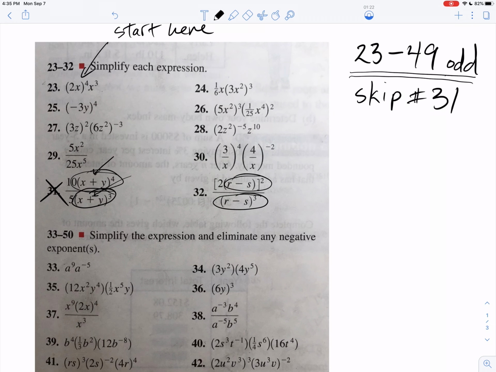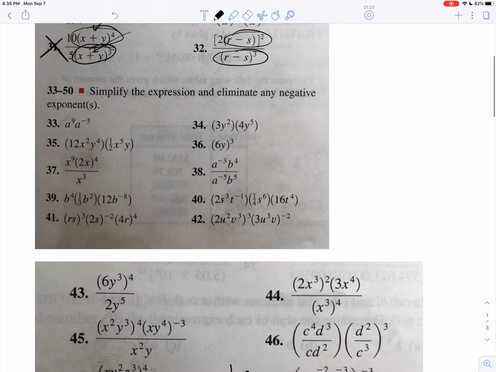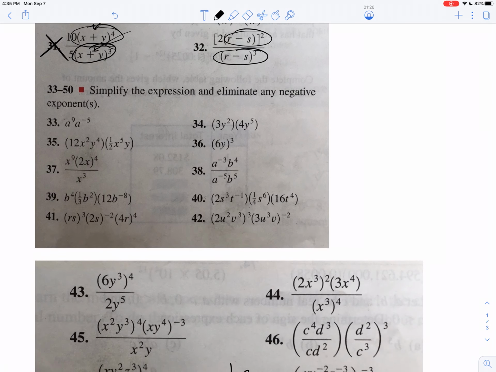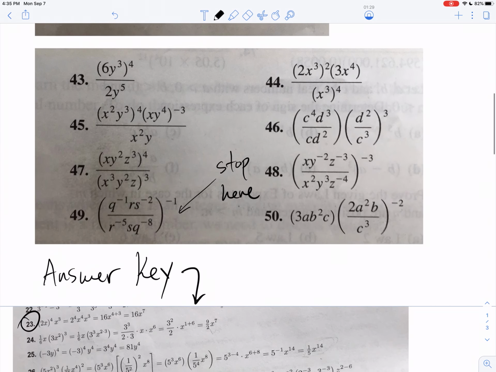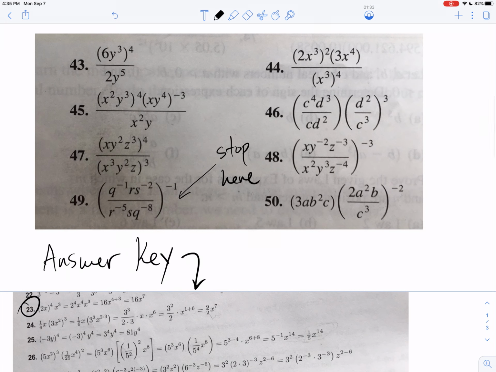So you can take a picture of it. You can scroll down, take a picture of it, or fast forward, you can't scroll. Take a picture, and then here's the last one. Stop here at 49.